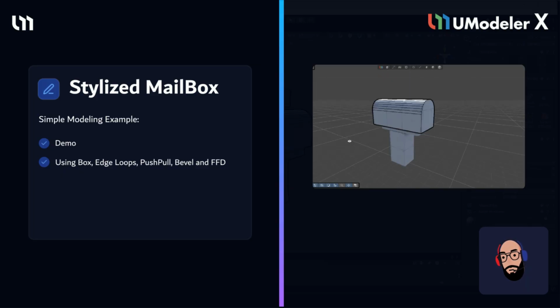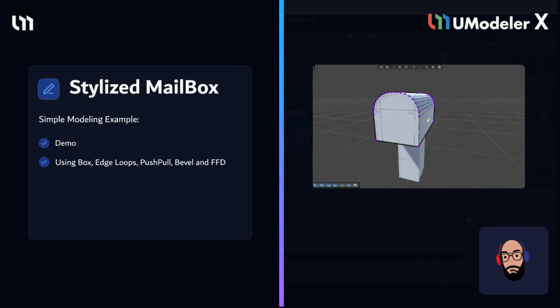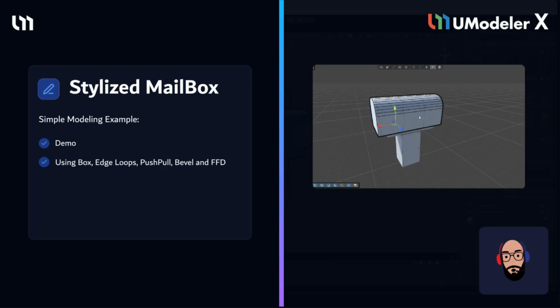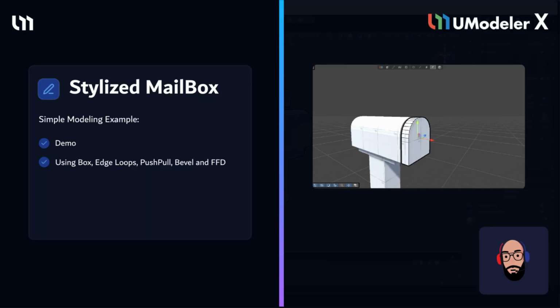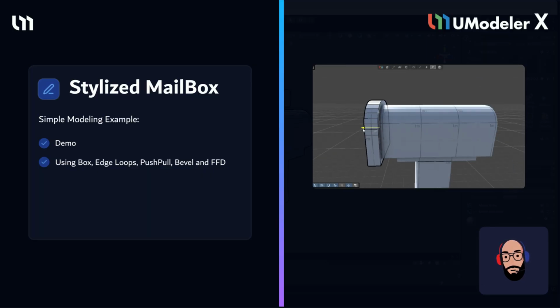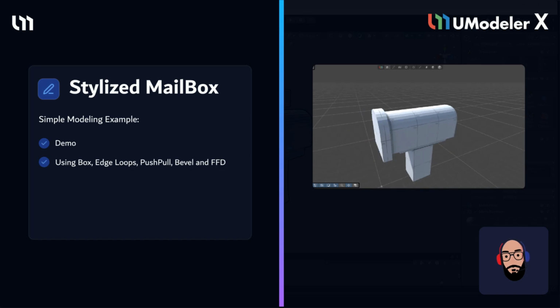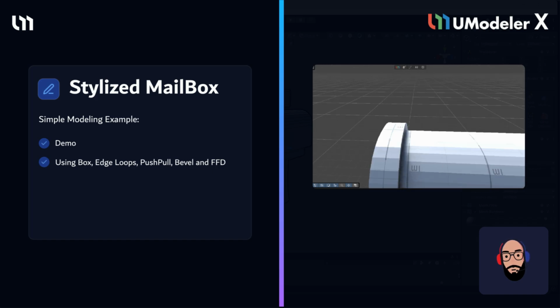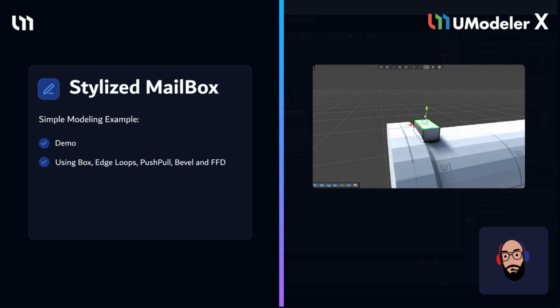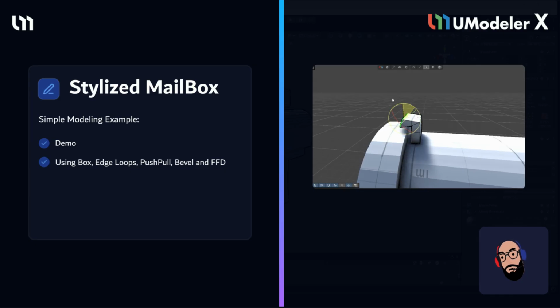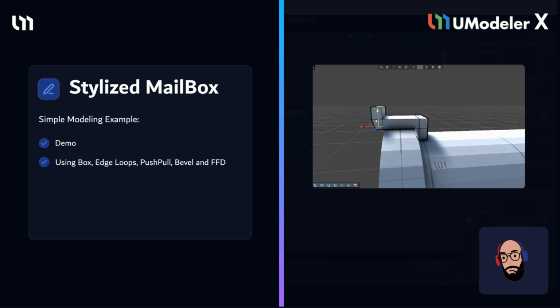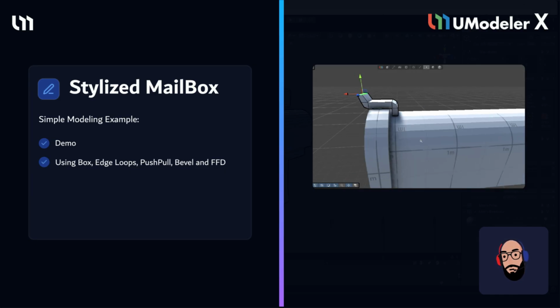We'll start by sketching the basic structure with tools like polyline, rectangle, and push-pull, then layer in modifiers to shape it, and then adjust and fine-tune the model without ever losing the original mesh. By the end, we'll have a clean, game-ready, playful mailbox entirely built and made inside of Unity.